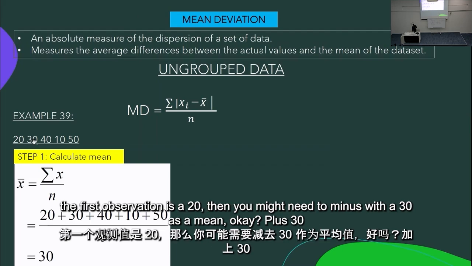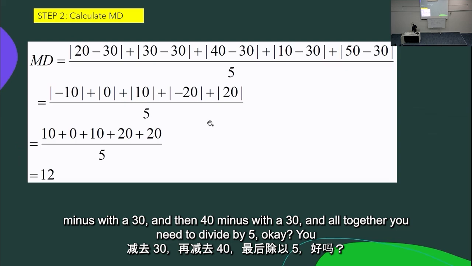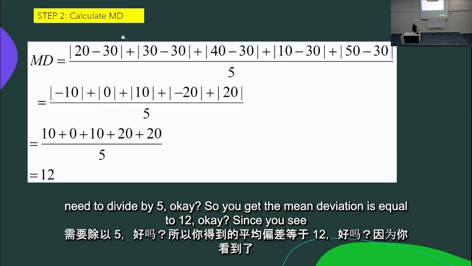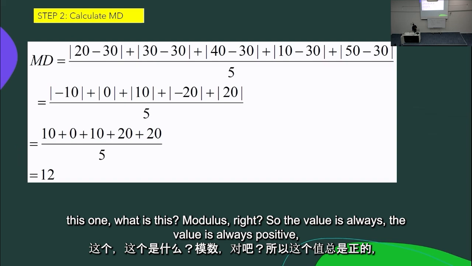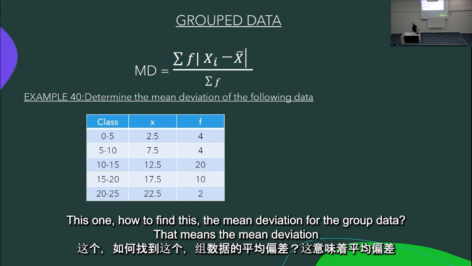So the first observation is 20, and you minus the 30 as the mean, plus 30 minus the 30, and then 40 minus the 30, and altogether you need to divide by 5. So you get the mean deviation equal to 12. Since you see this is a modulus, the value is always positive, so we also call it the mean absolute deviation, whereby the value is always positive.